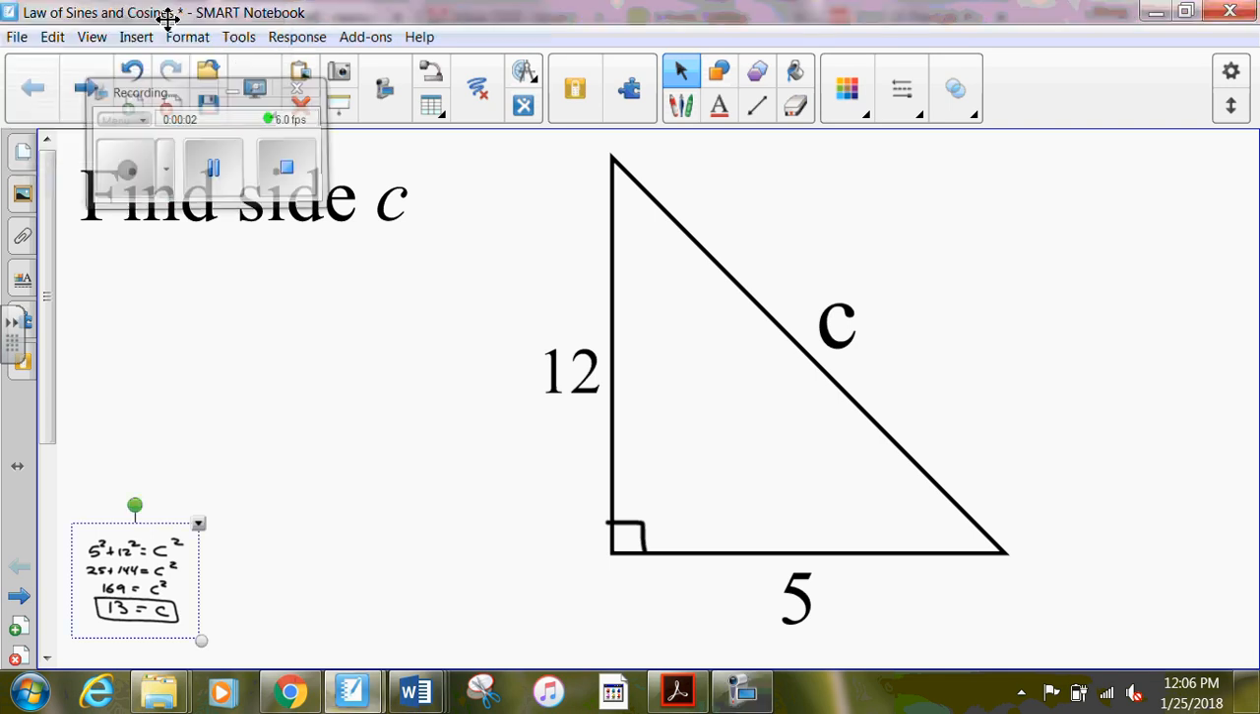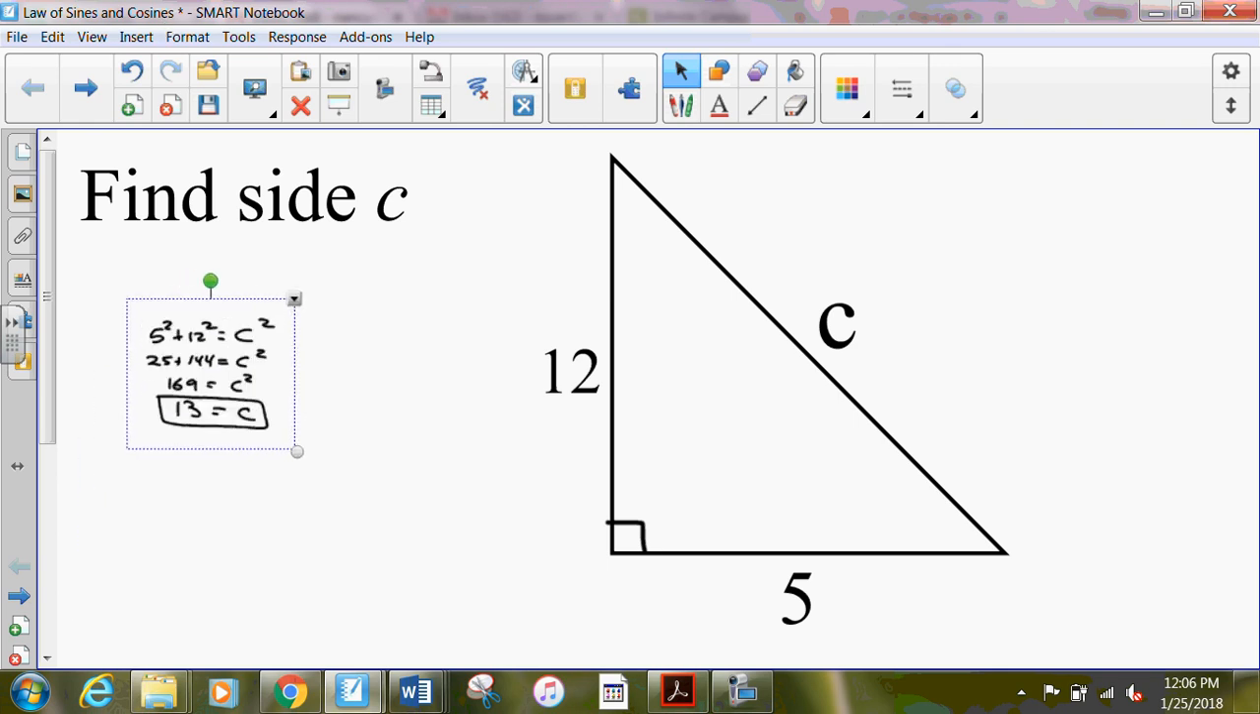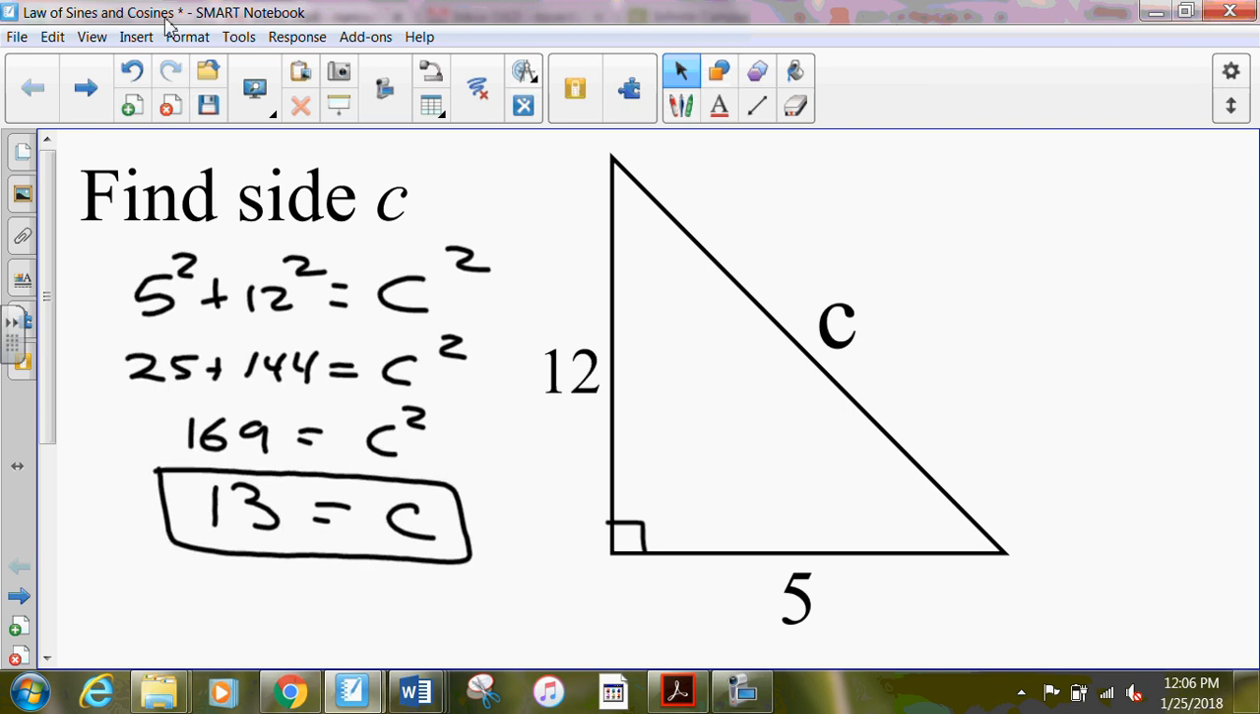Okay, today we're going to do a quick review of the laws of sine and cosine. And our first example right here is actually from middle school, where we're given a right triangle and asked to find the missing side. Well, back in middle school, we would have used the Pythagorean theorem to solve for our missing side. So why do I start here?